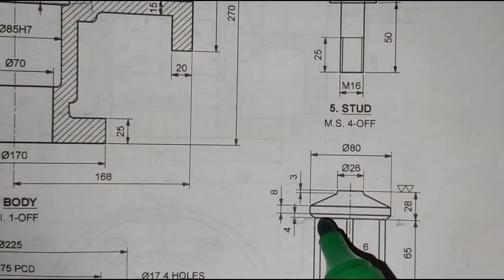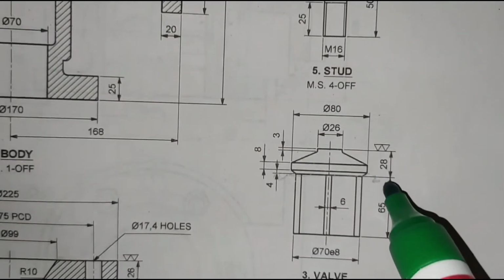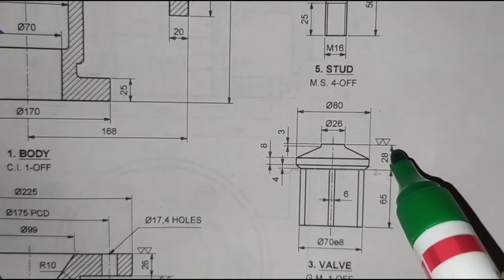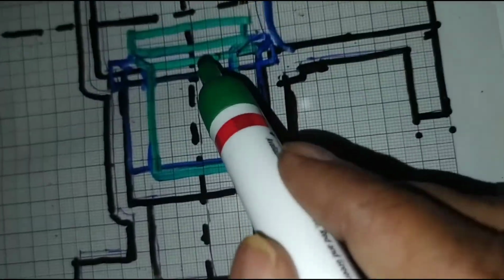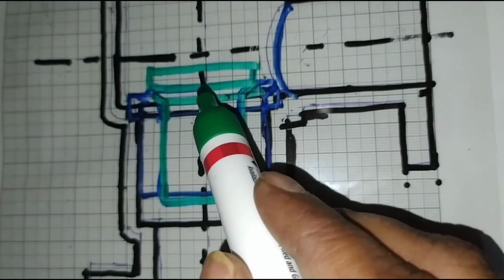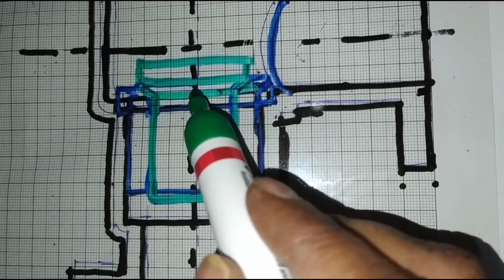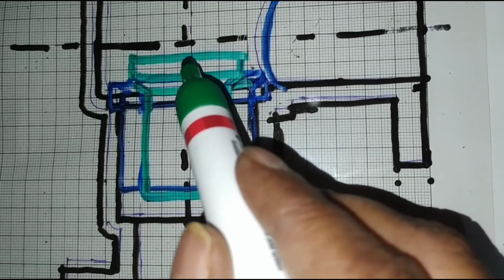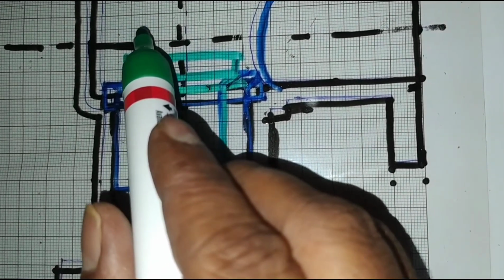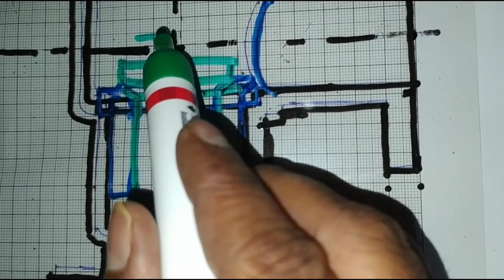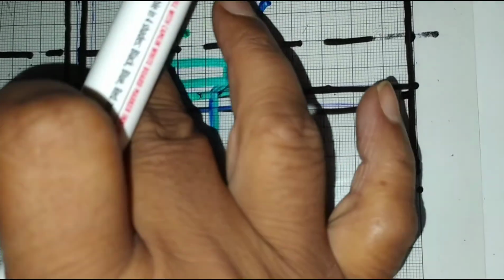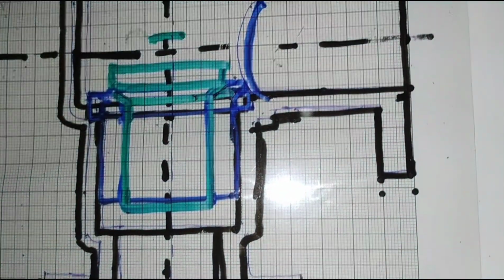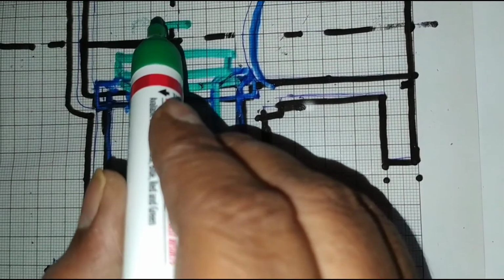What is the diameter? 80 mm. Again inclination. What is the length? From this point, it is 28 mm. From this point, 28 mm. Here I will mark it. What is the diameter? 26, 13 on either side.